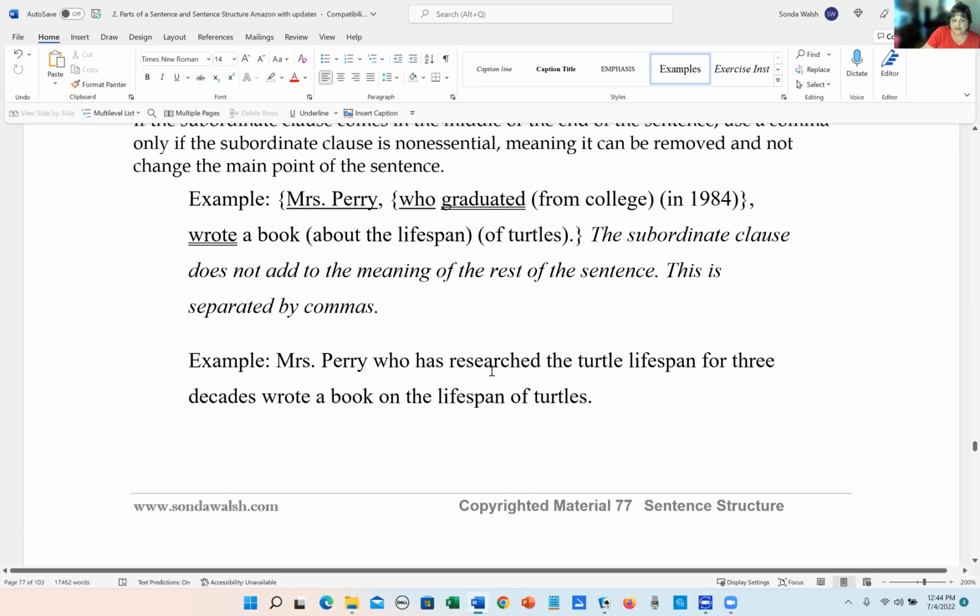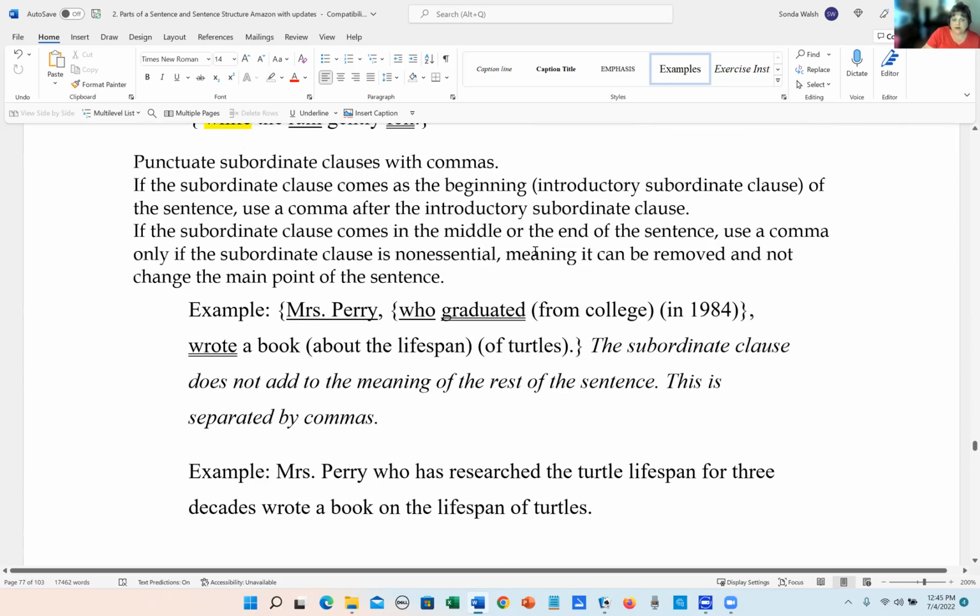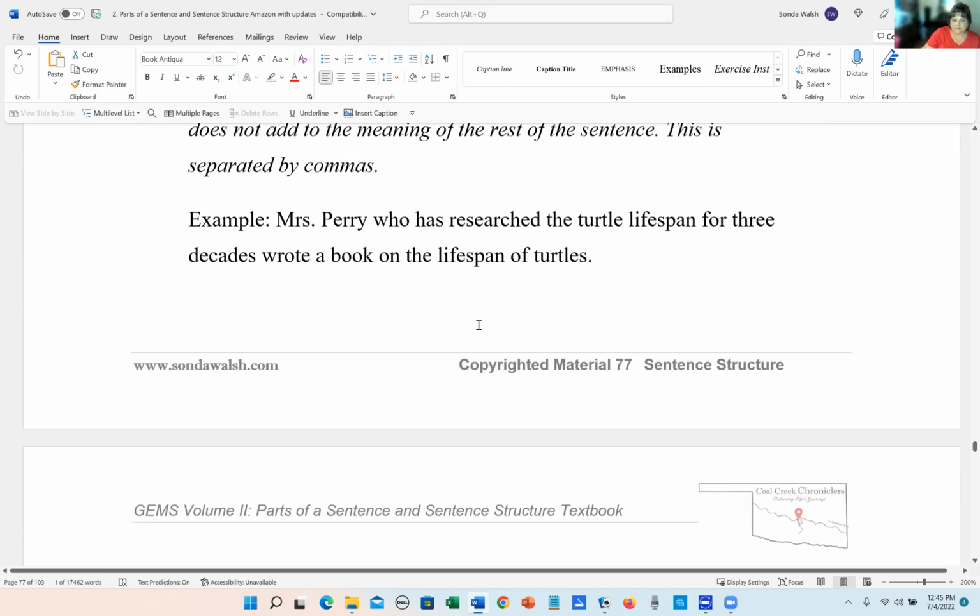So Mrs. Perry, who has researched the turtle lifespan for 3 decades, wrote a book on the lifespan of turtles. This one, we're not going to set off with commas because the fact that she has researched turtle lifespan for 3 decades gives her the credibility to write a book about the lifespan of turtles. So you need to know about a non-essential clause, and when to punctuate that.